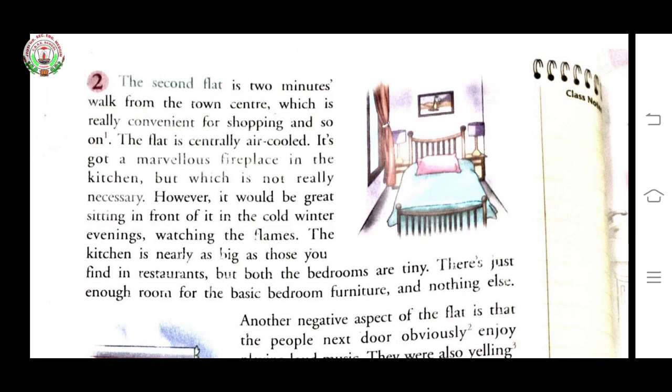Then she is saying the kitchen is nearly as big as a restaurant's kitchen. As you have seen, restaurant kitchens are very big, so this kitchen is huge like a restaurant's kitchen. But both the bedrooms are teeny. Teeny means very small. As you can see in this picture, both the bedrooms are teeny, means very small.